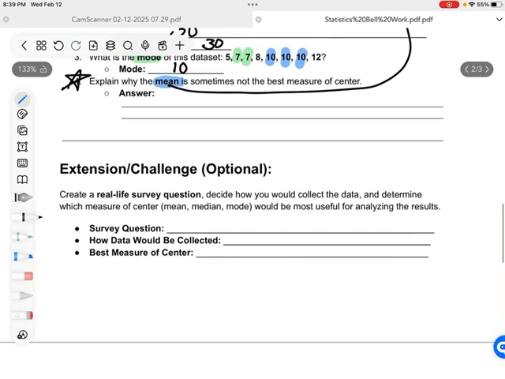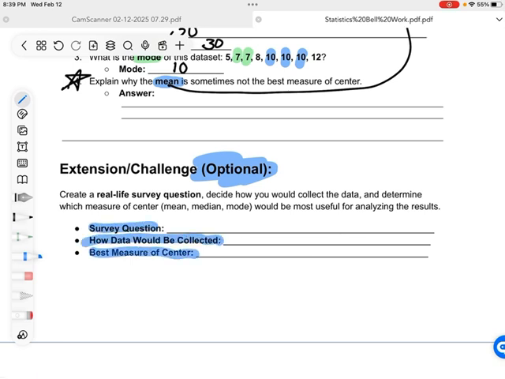And then down here it says extension challenge optional. It is optional, but I would love to see you guys do it. It says create a real life survey, decide how you would collect the data, and determine which measure of center, mean, median, or mode, would be most useful for analyzing the results. So your survey question, how the data would be collected, and the best measure of center. I would love to see some ideas here.